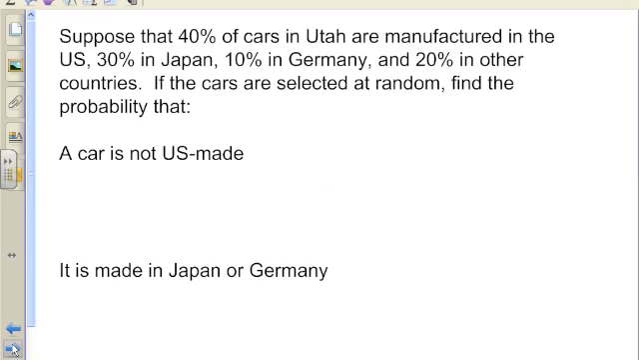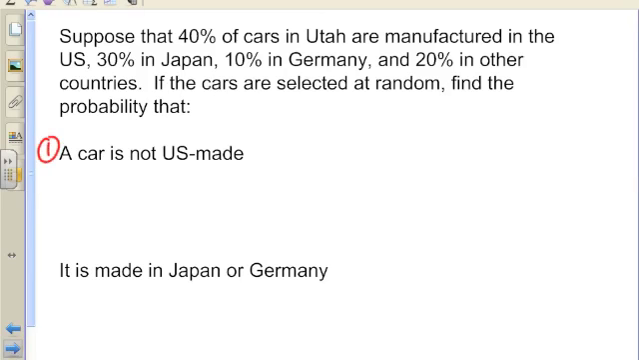All right, so let's take a look at just a couple of examples that you might actually see these kinds of problems. Suppose that 40% of cars in Utah are manufactured in the U.S., 30% are manufactured in Japan, 10% in Germany, and 20% just come from other countries in the world. If cars are selected at random, find the probability that. Okay, and then we're going to answer 3 questions.